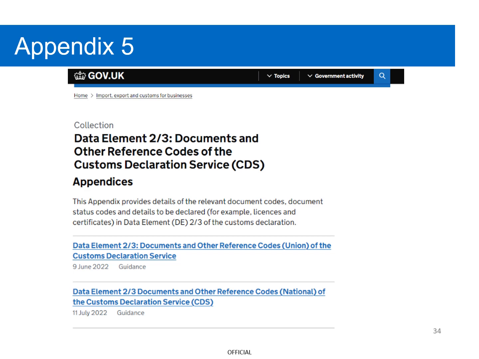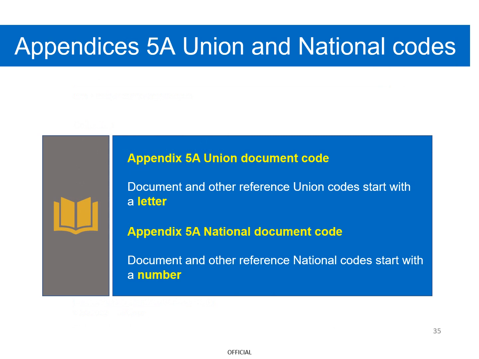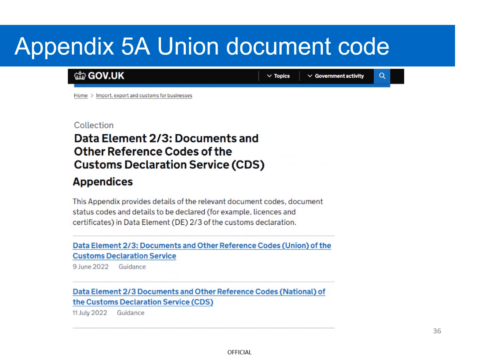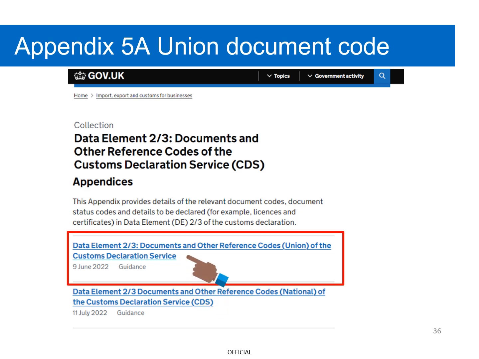As she scrolls down, Hallie will see a list of appendices denoting documents and other reference codes split by union and national codes. Union document codes begin with a letter and national document codes begin with a number. Hallie will need to look at both the Union and National Codes documents. She starts by looking at the Union Codes document and selects the hyperlink.